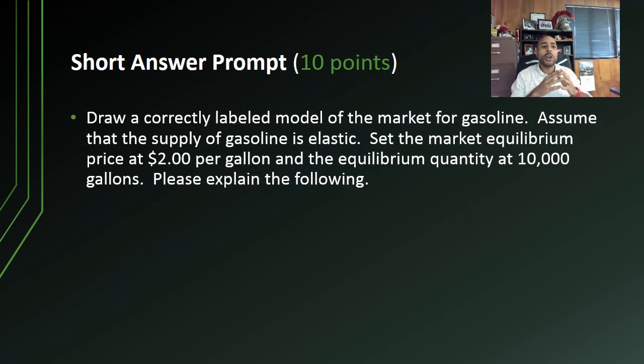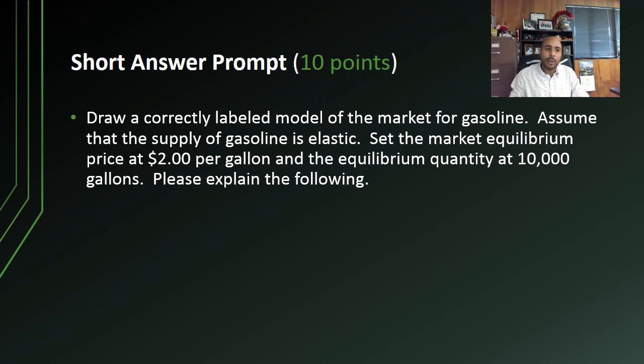You need to draw a correctly labeled model of the market for gasoline. So you need to put a title at the top of your model and write gasoline so we know what it's the supply and demand of. Then you're going to assume that the supply of gasoline is elastic, because in real life the supply of gasoline is elastic. So think about how you should draw your gasoline supply curve to make it elastic. Now, you're going to set the market equilibrium price at $2 and the equilibrium quantity at 10,000 gallons.